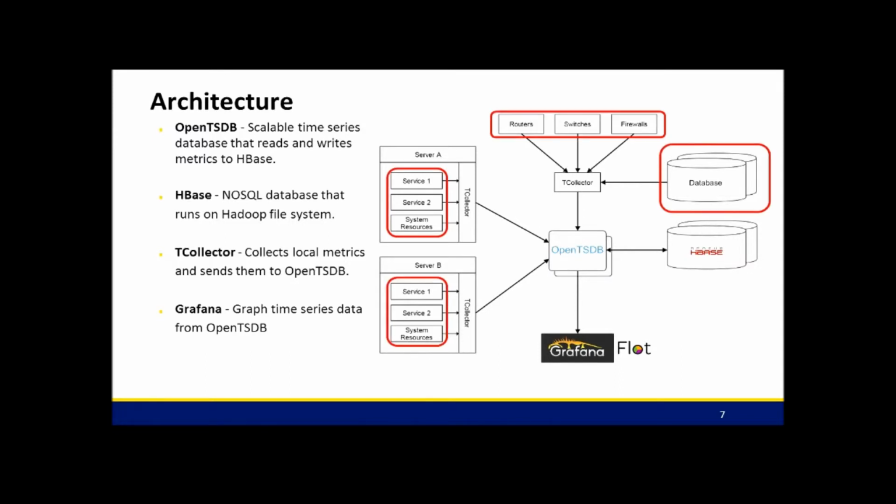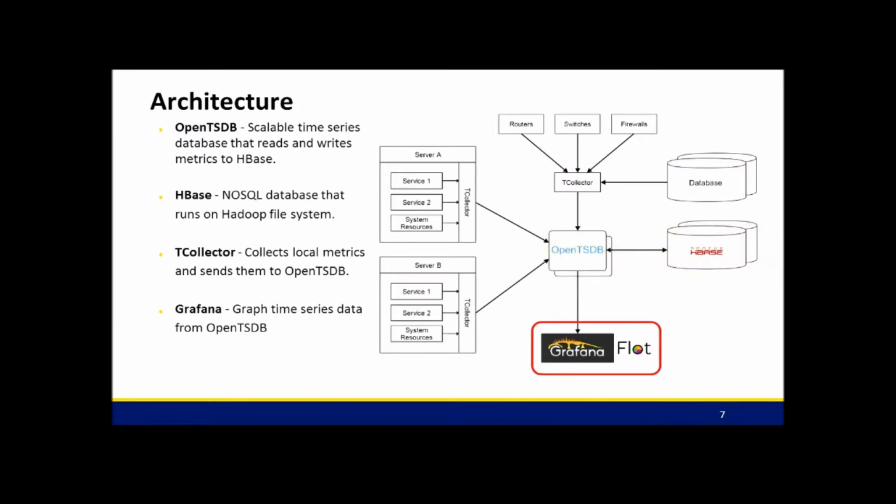So basically, how it works is that there are metrics all over the infrastructure, ranging from servers to databases. Using TCollector, we can collect all these metrics and then pipe them into OpenTSDB and store them. Then using Grafana, we can retrieve all these metrics back and plot them out.